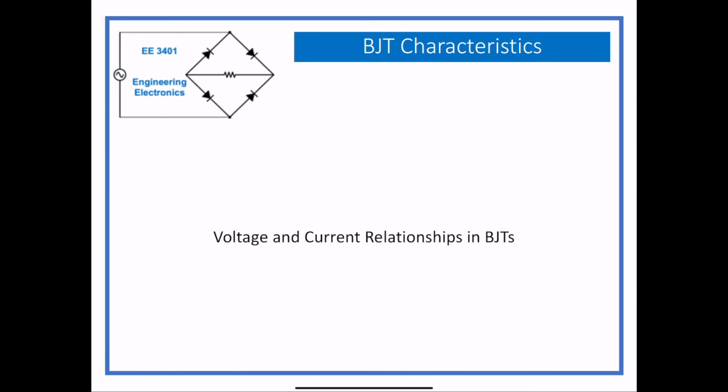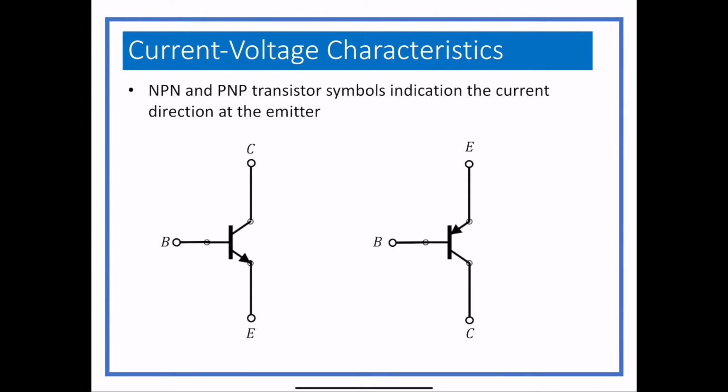So first of all, BJT symbols look a little, not exactly the same as MOSFETs. The arrow tells you the direction of the emitter current. You notice with the PNP, the emitter is on the top, and the current goes into the device from the emitter, and with the NPN, it goes out of the device to the emitter. So that's really the only difference between them.